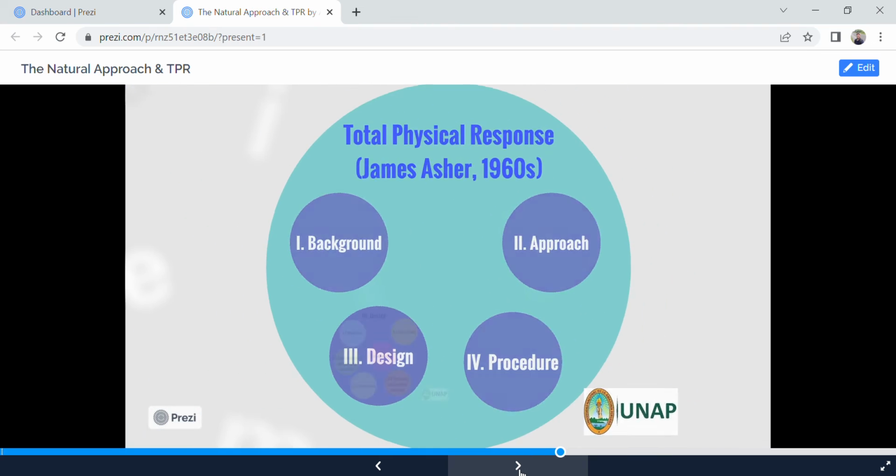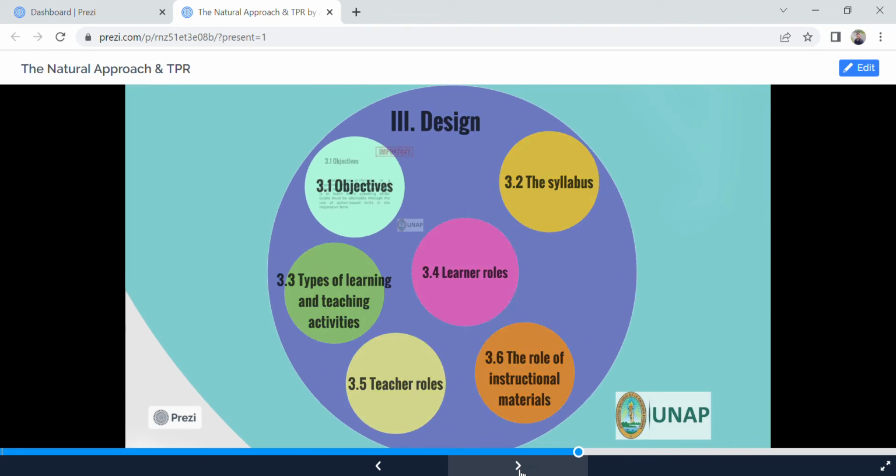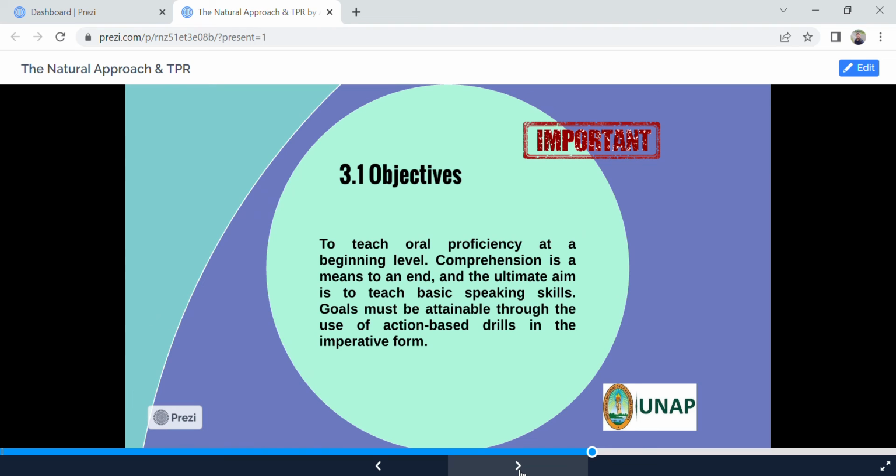Now, let's talk about the design. So what are the objectives of a total physical response? To teach oral proficiency at the beginning level. Comprehension is a means to an end, and the ultimate aim is to teach basic speaking skills. Goals must be attainable through the use of action-based drills in the imperative form. As I said before, the use of the imperative is quite important in this total physical response approach.